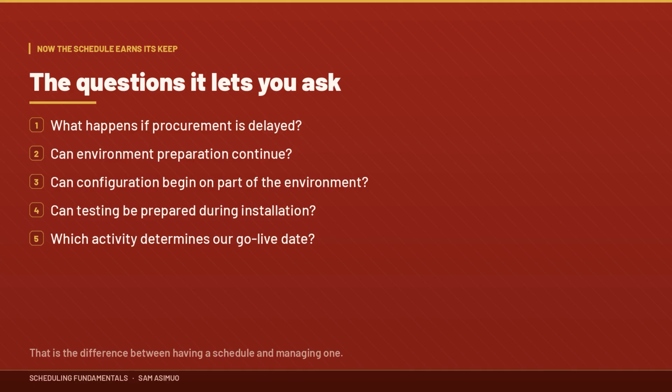Now I can start asking meaningful questions. What happens if procurement is delayed? Can environment preparation continue? Can configuration begin on part of the environment? Can testing be prepared while installation is happening? Which activity determines our go-live date? That's the difference between simply having a schedule and actually managing a schedule.